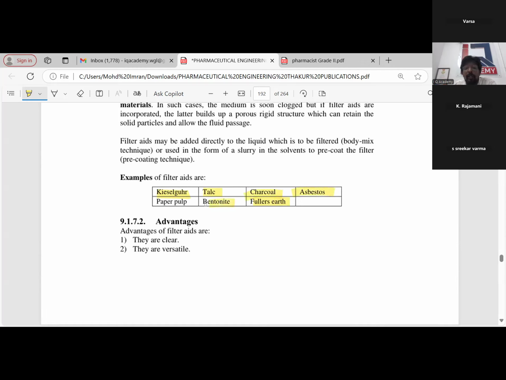We are not going into much detail because we need to check the other equipments. So please note down the examples of filtration aids: Kieselguhr, talc, charcoal, asbestos, paper pulp, bentonite, and fuller's earth. Noted?